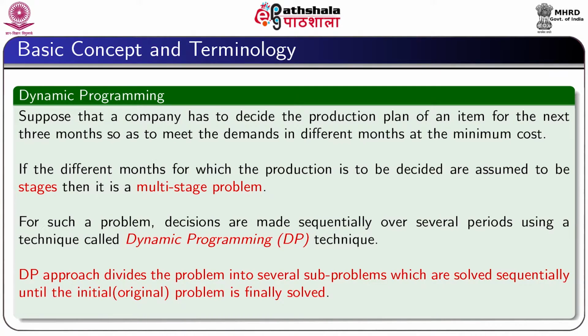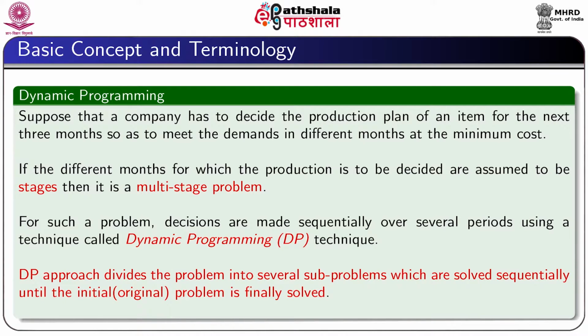Suppose that a company has to decide the production plan of an item for the next 3 months, so that the demands are made in the 3 different months at the minimum cost. If we consider these 3 different months as stages, then this problem is in fact a multi-stage problem. For such a problem, decisions are made sequentially over several periods using a technique called dynamic programming technique.